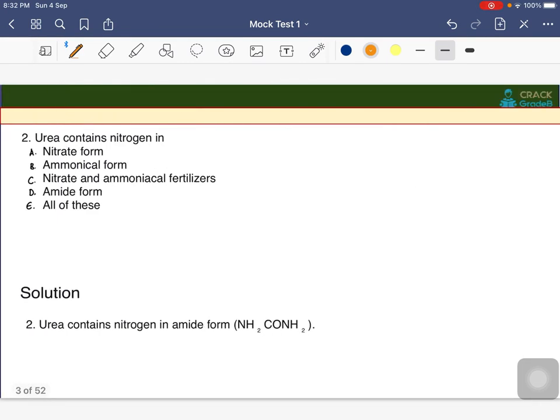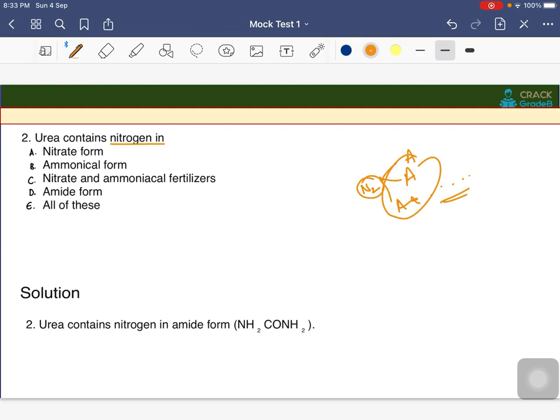Next question. The urea contains nitrogen in the form of, okay. In the chapter on fertilizers and nutrients, I explained everything: what urea is, what it mainly consists of, what the nitrogen fertilizers are, and how nitrogen becomes available to the plant in different forms, either in amide form or ammoniacal form or amide-ammoniacal form, etc., right? There are so many examples I gave there.